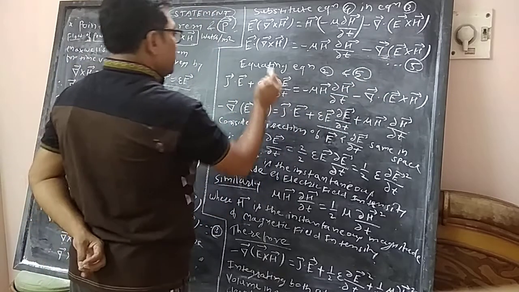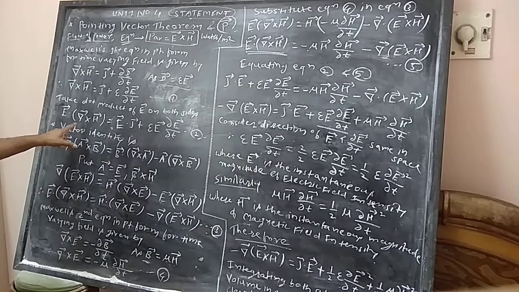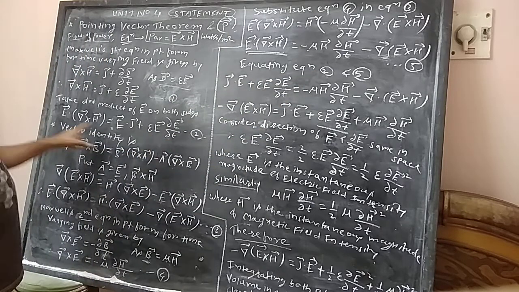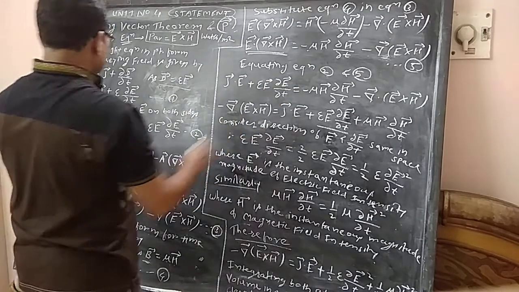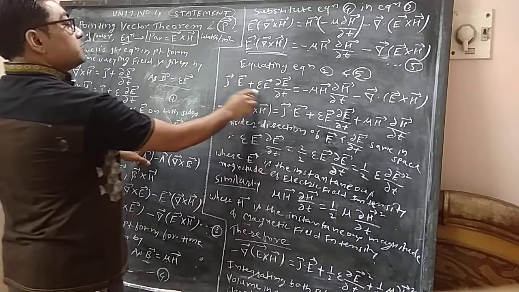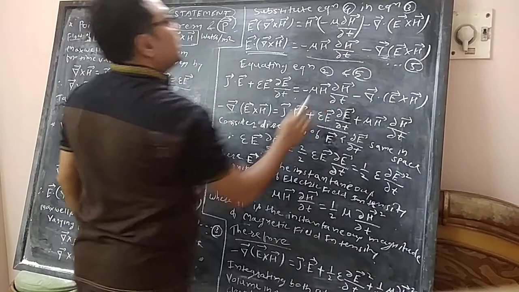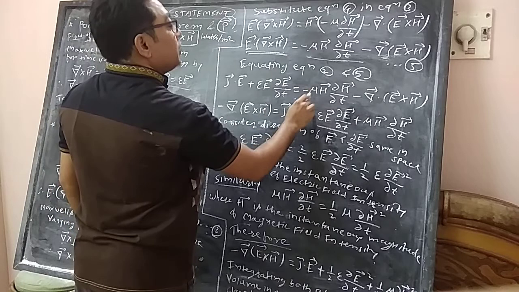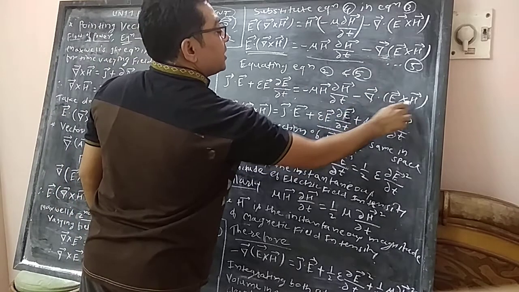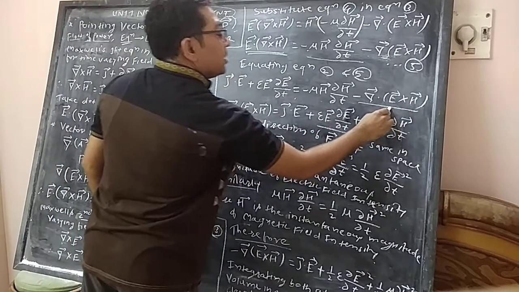Now equating, if you see the left hand side and right hand side of equation 5 and equation number 2, it is the same. So equating equation 2 and 5: equation 2 is J vector dot E vector plus epsilon into E vector dot del E vector divided by del t, equal to the right side of equation number 5, minus mu H vector dot del H vector divided by del t, minus del dot in bracket E vector cross H vector. So again, rearranging this equation, this term I have taken here.